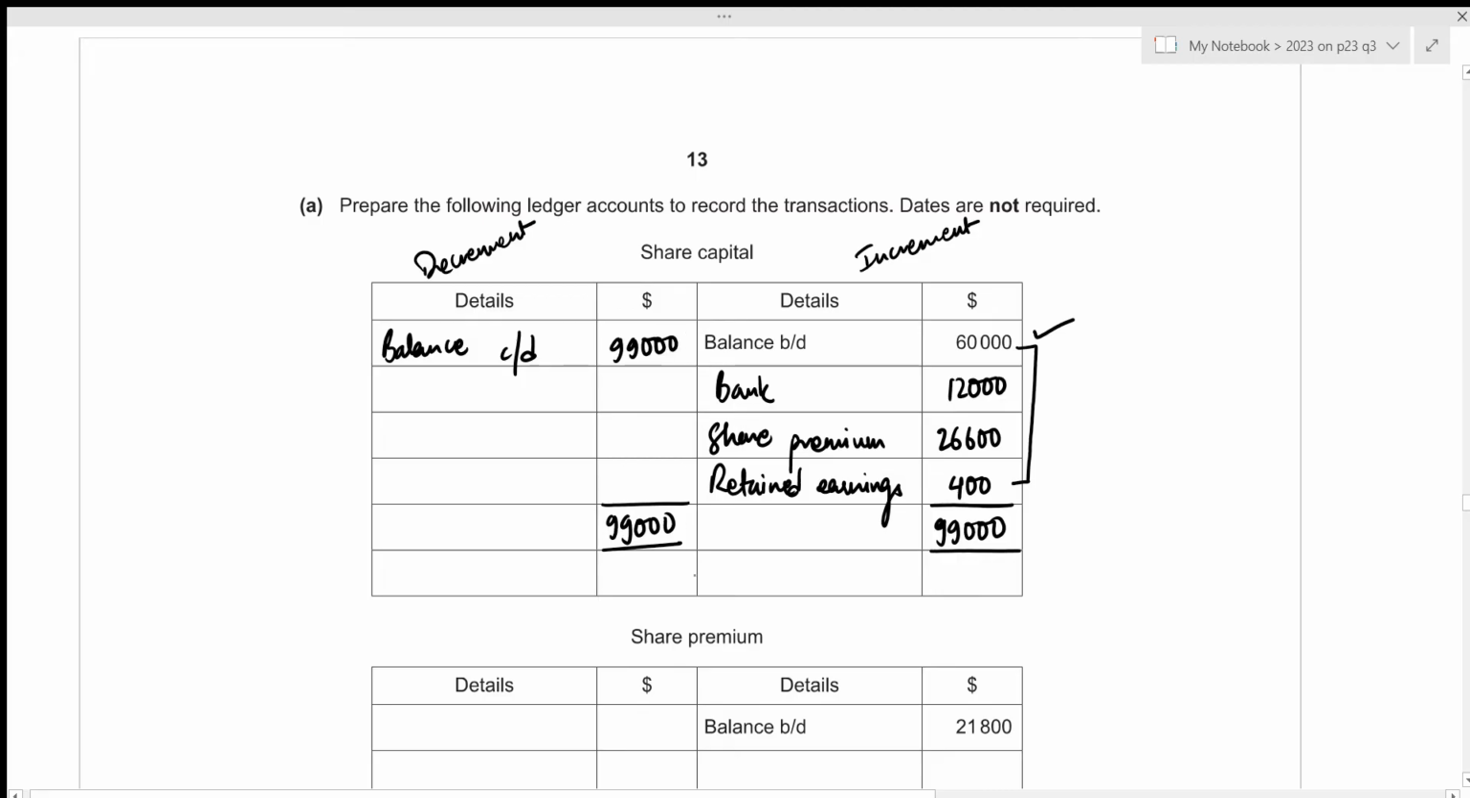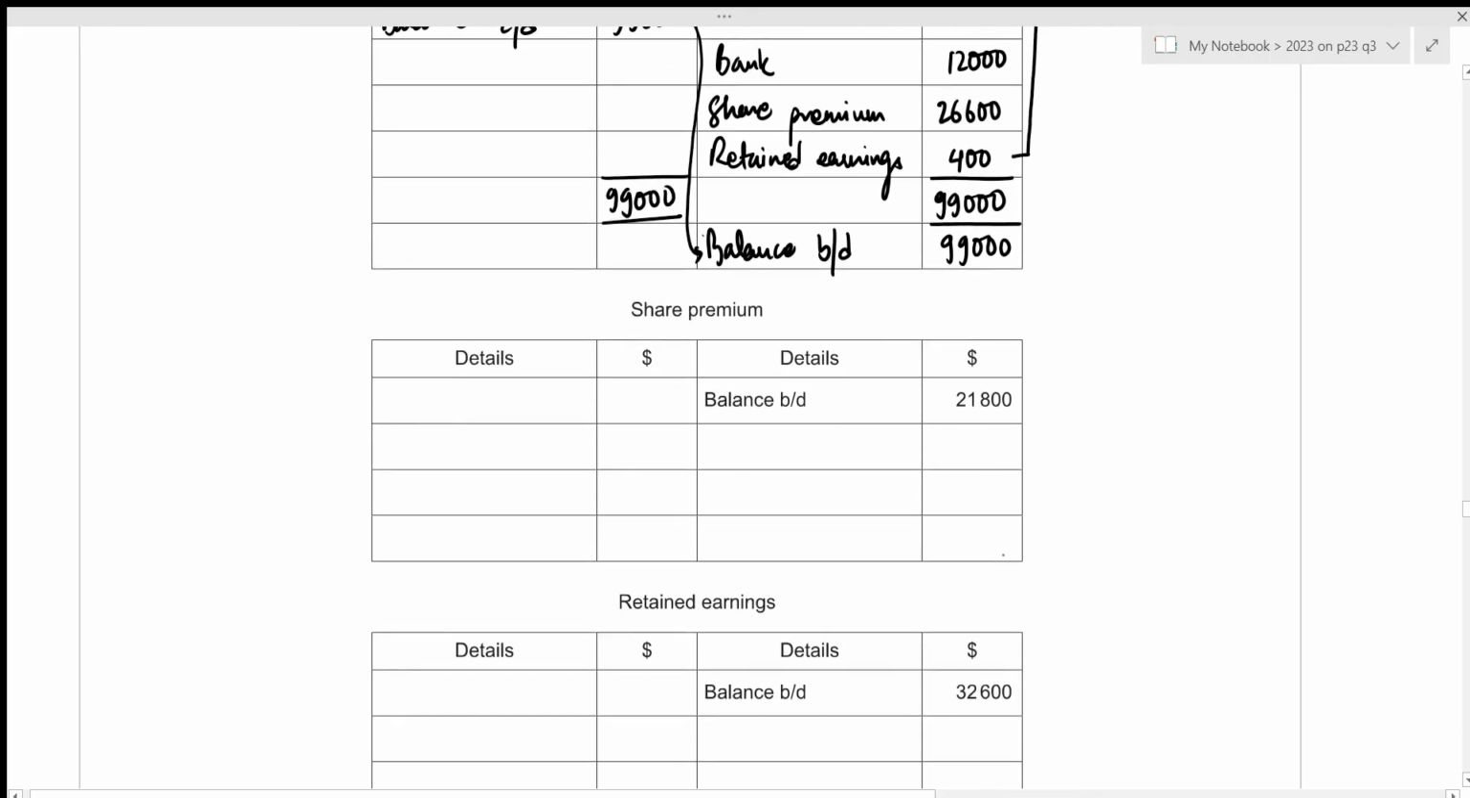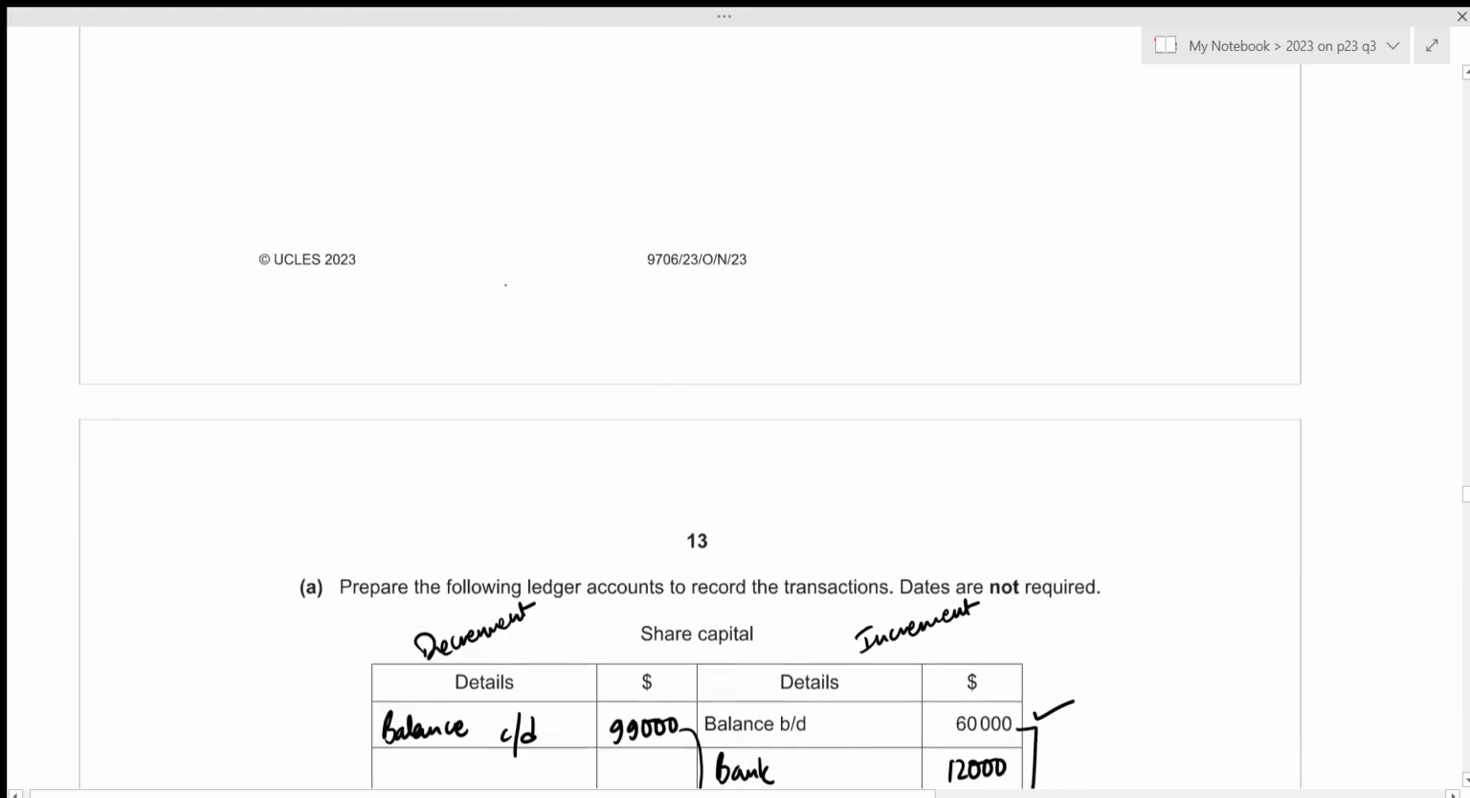We also need to show this closing value as the opening value in the next period. So that will be balance brought down with the same value of 99,000. We're now done with share capital. Now we need to repeat the same process with share premium. Since share premium is also part of equity, any increments should be recorded on the credit side. Decrements should be recorded on the debit side.